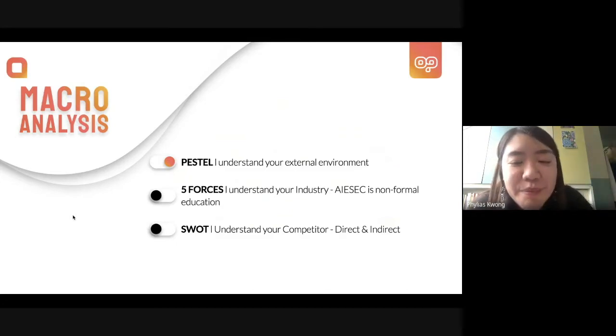Like what you guys mentioned before, it helps you to understand the external environment and see the potential strengths and weaknesses, and also helps you to figure out especially opportunities and threats coming externally, and how they affect your operation.